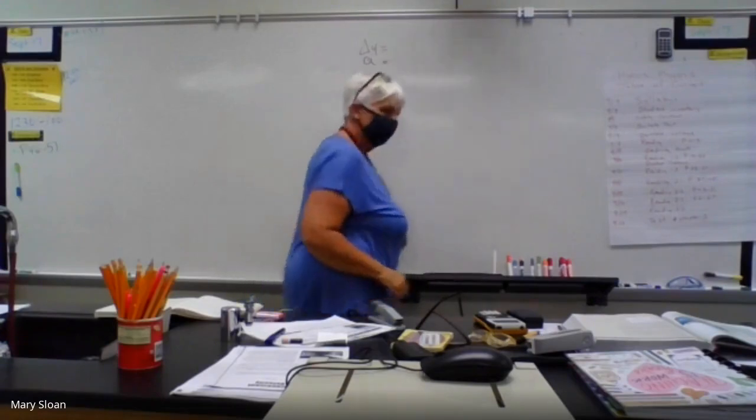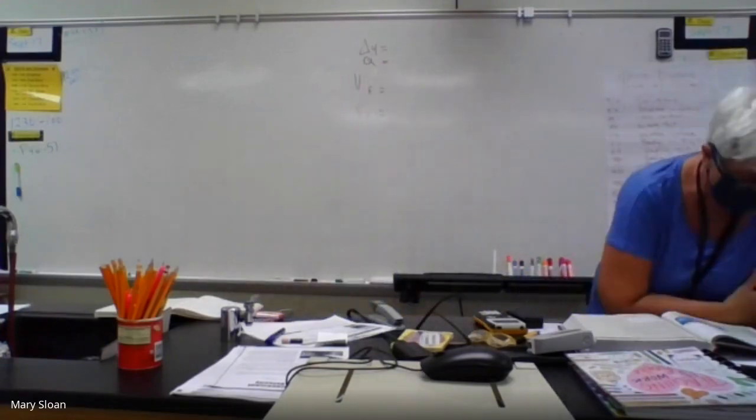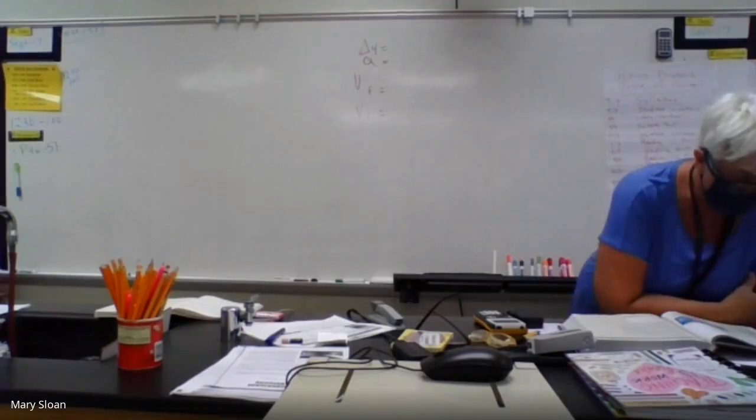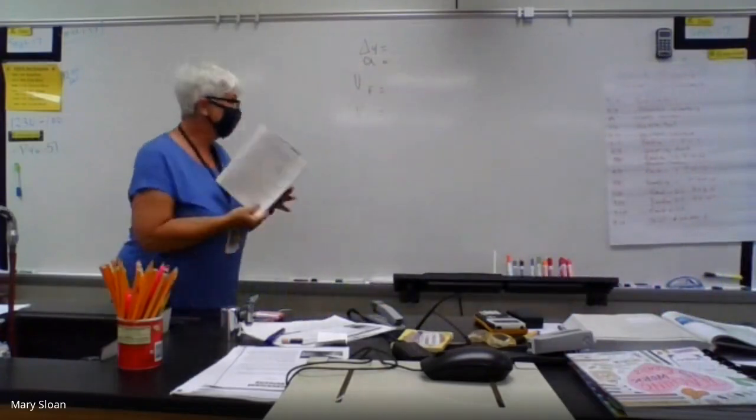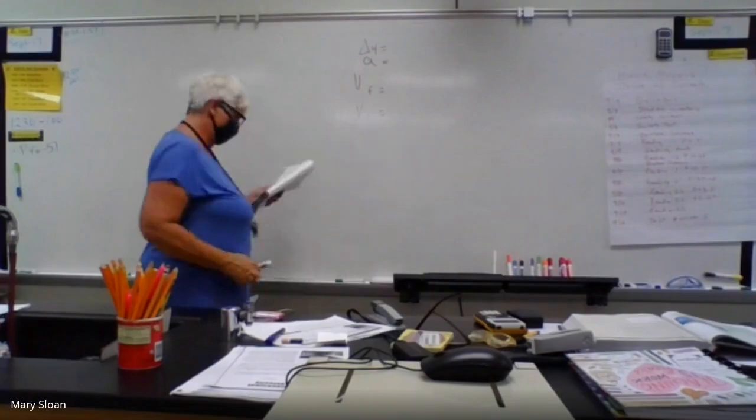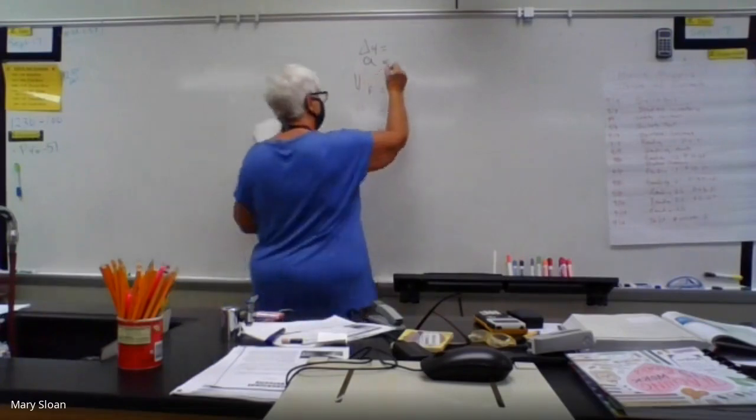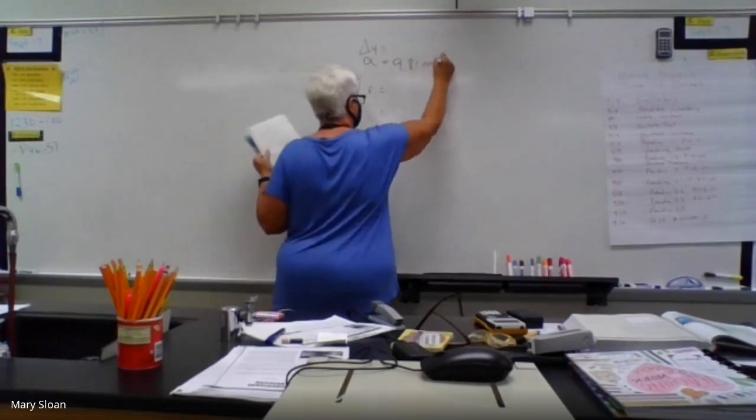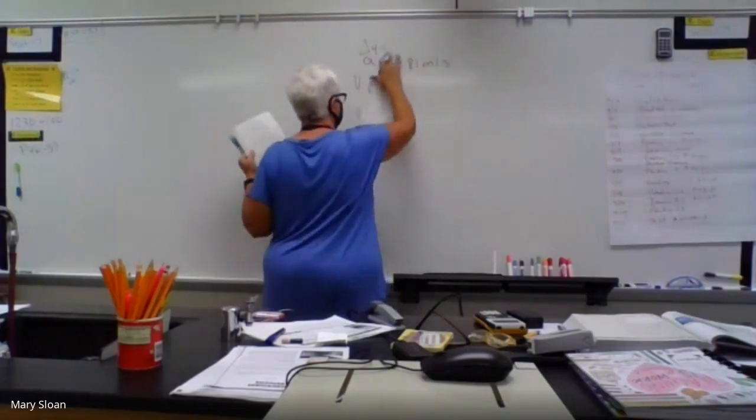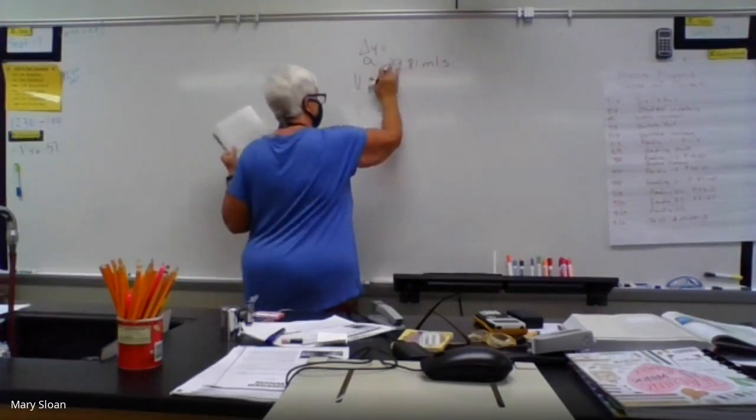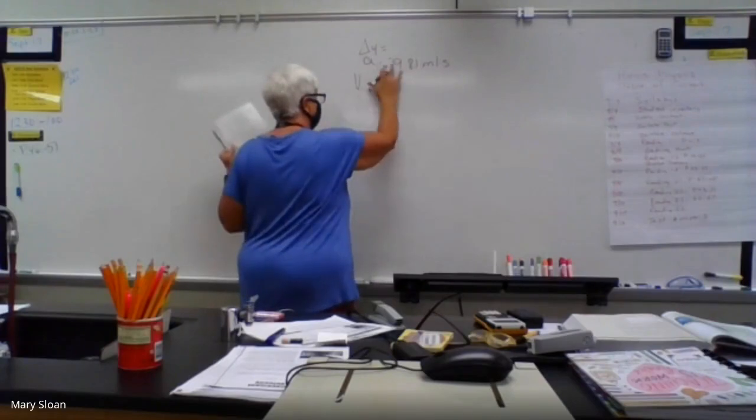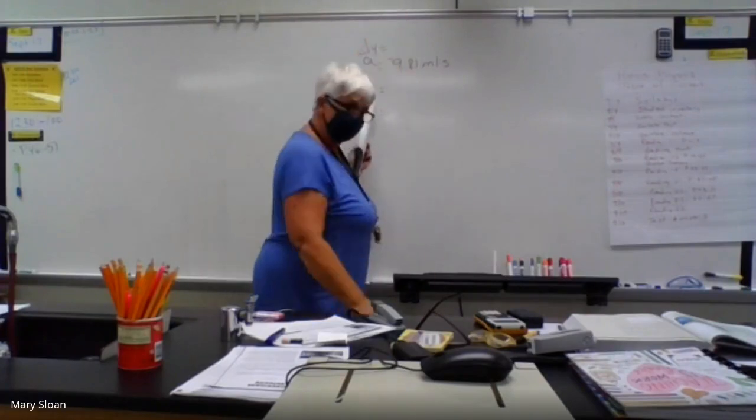Okay? A flower pot falls from the windowsill at 25 meters above the sidewalk. How fast is the flower pot moving when it strikes the ground? Okay, so our acceleration is 9.81, and it's a negative because it's falling, right? It's falling, so it has to be a negative. 9.8 meters per second squared in the downward direction.